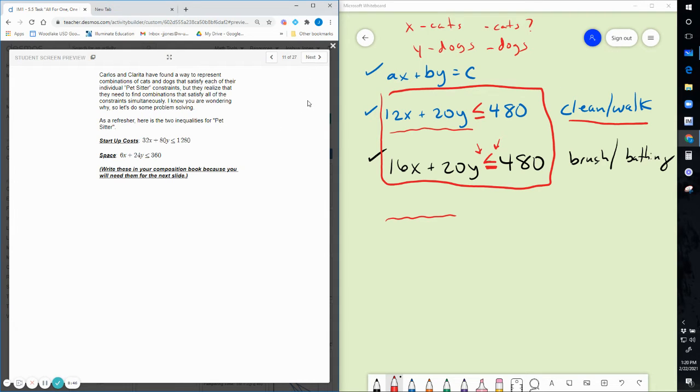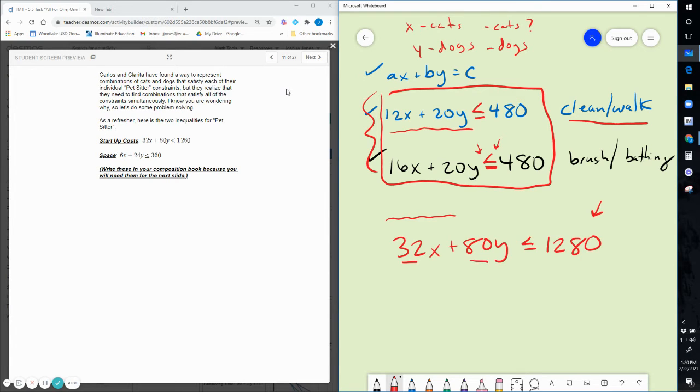Okay. As a refresher, here's the 2 inequalities so far that we had before this. So we still have these 2 right here, okay? But now we also have 32x plus 80y has to be less than or equal to 1280. This is the one for dollars that we had available. That's how much money, 32 bucks that it costs for cats, 80 bucks for dogs. Okay, this one was space.